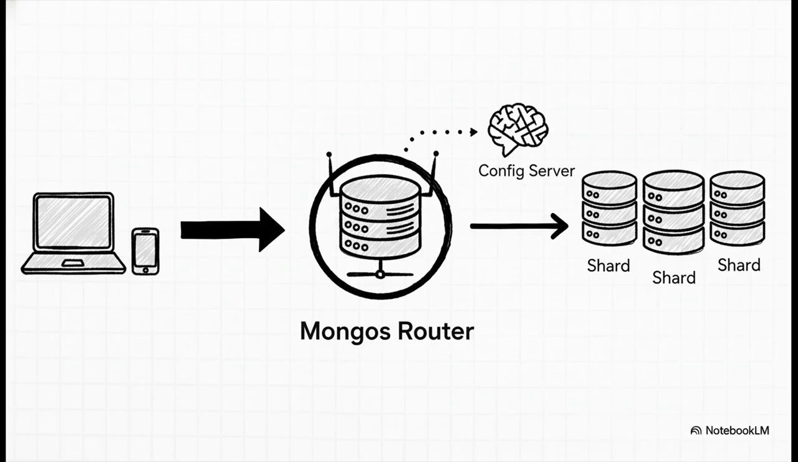Your application never talks to the individual shards. Nope. It just talks to this one router. The router then goes, "Let me check the map, the config servers," figures out exactly which shard has the data you need, and sends your requests to the right place. It hides all that crazy complexity from your app.